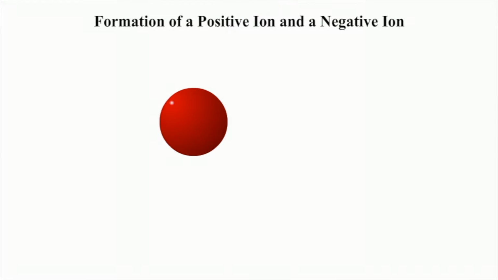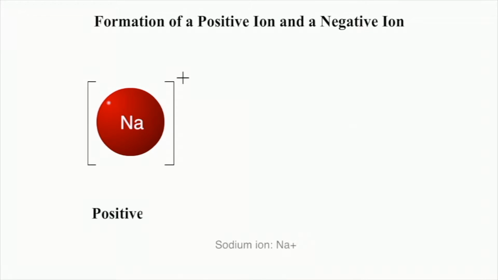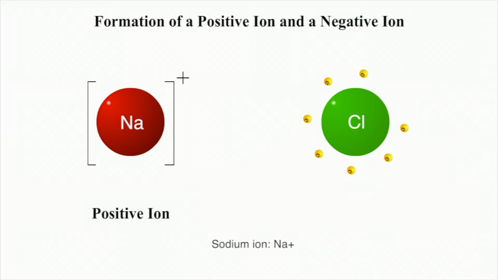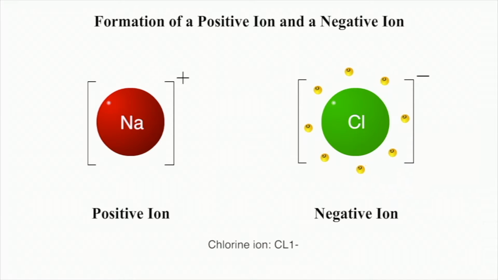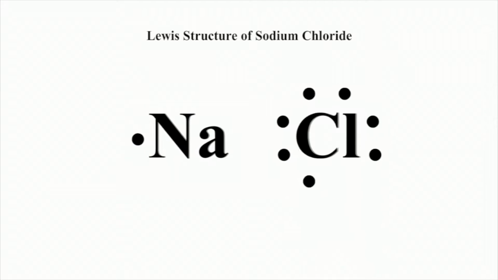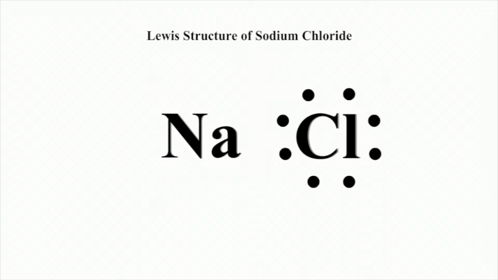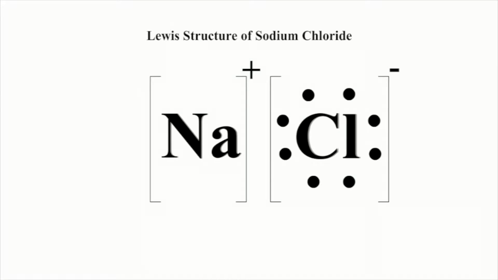If sodium loses an electron, its ion is positively charged, written with a superscript plus sign above the element symbol, Na+. The chlorine atom gains an electron, so its ion is negatively charged, written as Cl1-. To draw the compound's Lewis structure, you enclose the ions in square brackets and show their charges.